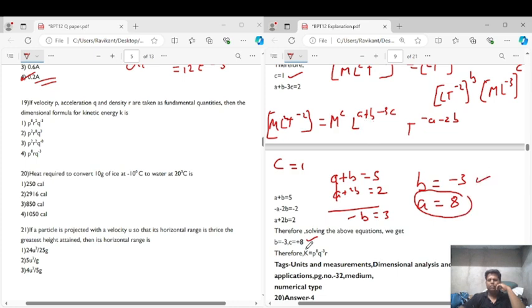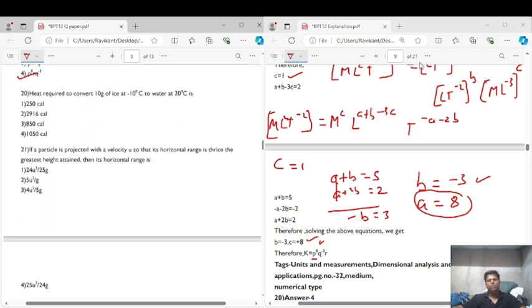So p will be raised to the power of 8, q was raised to the power of b so q will be raised to the power of minus 3, and r was raised to the power of c, so r will be raised to the power of 1. So kinetic energy will be equal to p raised to the power of 8, q raised to the power of minus 3, r raised to the power of 1. According to this, the correct answer is 8, minus 3, 1. The correct answer for question number 19 is option number 4. This was using dimensional analysis.